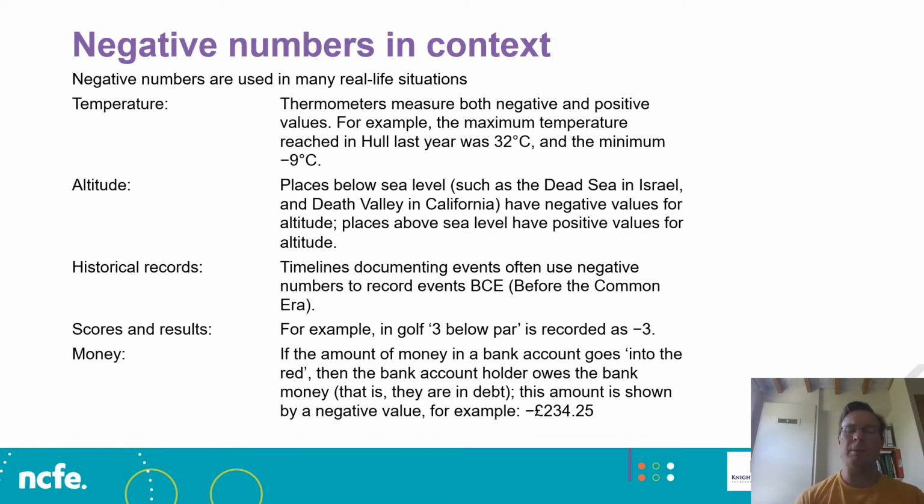And we might also see money, particularly as we all scrap around for money at the minute. Certainly my bank account is showing more of these negatives than I'd like. If the amount of money in a bank account goes into the red, so you start going into your overdraft, then the bank account holder owes the bank money, so you're effectively in debt. This amount is shown as a negative value here. So for this person here, they're £234.25 into their overdraft. So they owe the bank that amount of money.